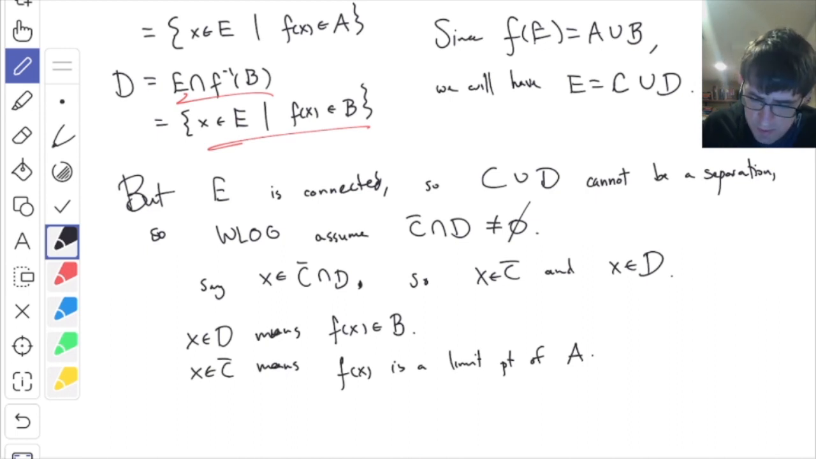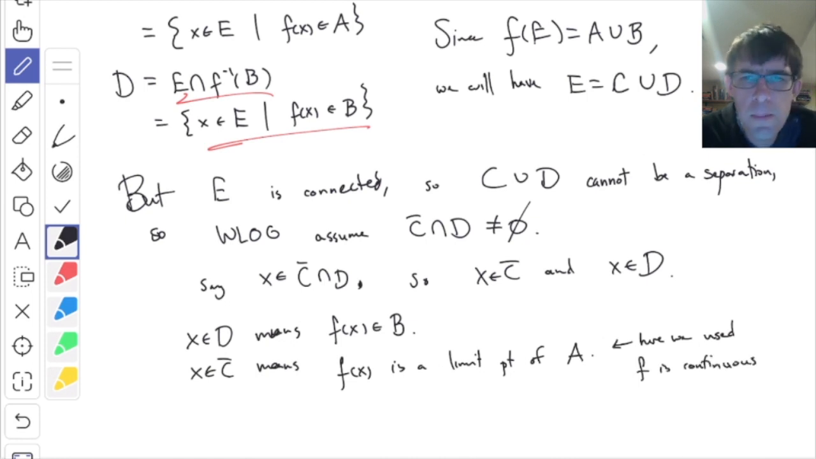This is where we use the fact that f is continuous to move from the limit points of C to the limit points of A. This requires f being continuous.